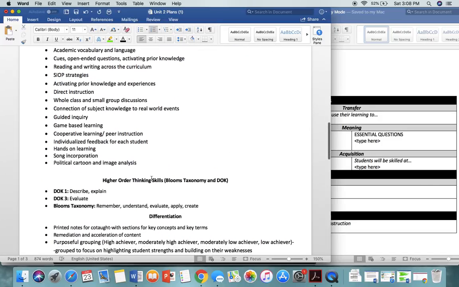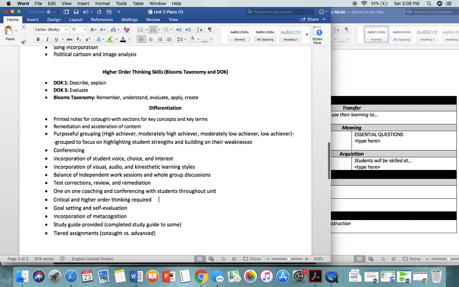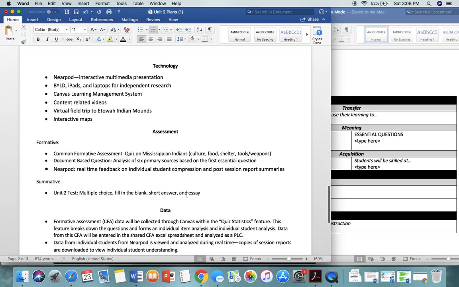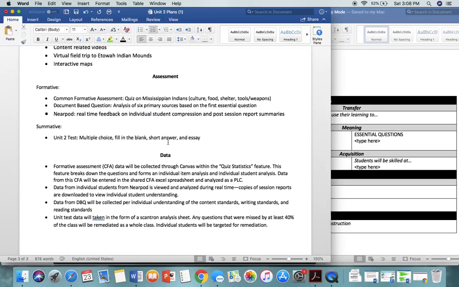And then I have some higher order thinking skills here, which is required to be put in by my administration. Then I have the differentiation from the unit as well as some technology, how I'm embedding technology. And at the very end is where I have my assessment and data, which is how I have been framing my units, how I've been designing my curriculum, by putting the end at the end, which is something I don't want to do anymore. I want to start focusing on putting the end at the beginning so I can have that end in mind.